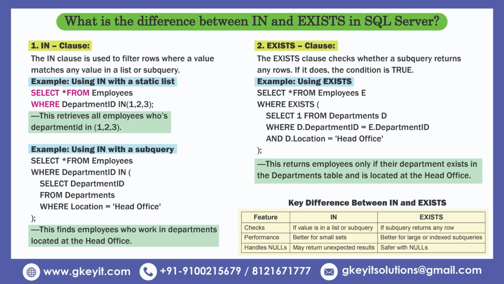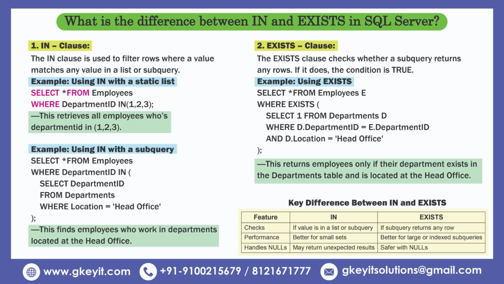Okay, and coming to the example for using the EXISTS clause, we have a query: select star from employees E where exists, select one from department D where D dot department ID is equal to E dot department ID and D dot location is equal to head office. We are searching these records here. If these records exist, they are going to be given to the main query in the where condition.